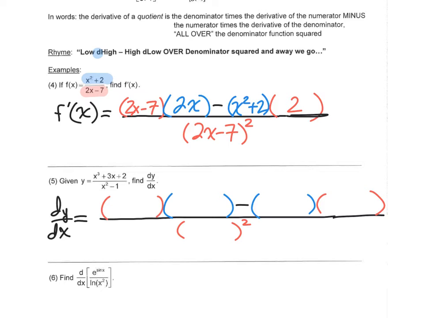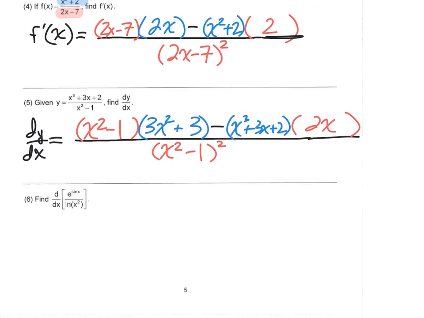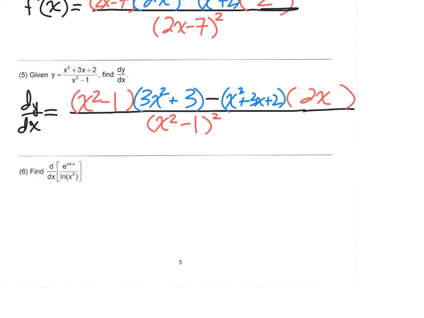All right, so low, x squared minus 1. What's my d high? 3x squared plus 3. Good. Minus high, so that whole trinomial. Man, this low d high d low thing actually works. It sure does. D low is 2x, over denominator squared, x squared minus 1.